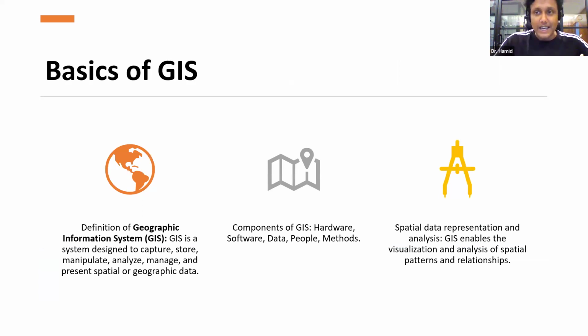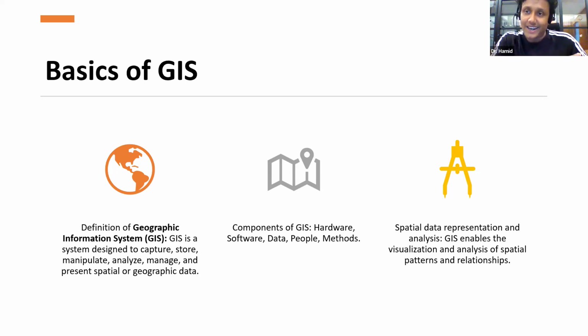Now coming to the GIS part. The full form of GIS, as you know, is geographical information system. GIS is, simply, a map plus database. Imagine your conventional map, which everybody uses in a physical format. You analyze that in a digital format. So it's basically a map plus database. It is a system designed to capture, store, manipulate, analyze, manage, and present spatial or geographical data.